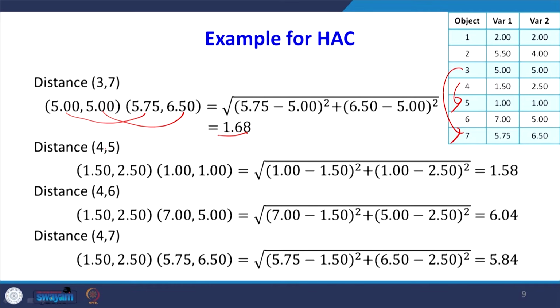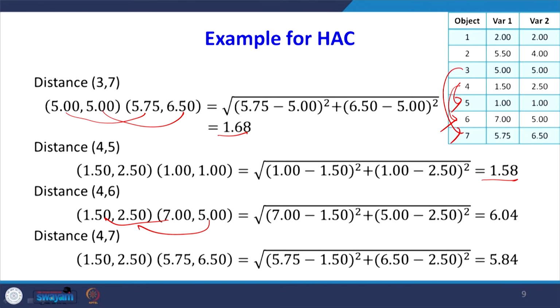So, for the distance between 4 and 5, 1.5 comma 2.5 is the position of object 4. For the fifth one, it is 1 comma 1. When you look at the distance, it is 1.58. Now, we will go for 4 and 6. The fourth is 1.5 comma 2.5. The sixth position is 7 comma 5. So, the difference is (7 minus 1.5) whole square plus (5 minus 2.5) whole square, equal to 6.04.